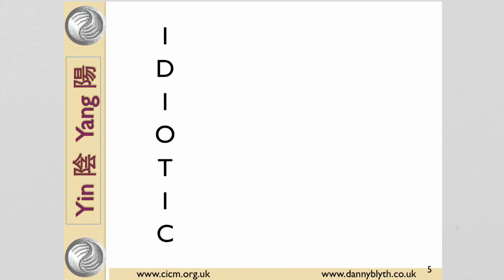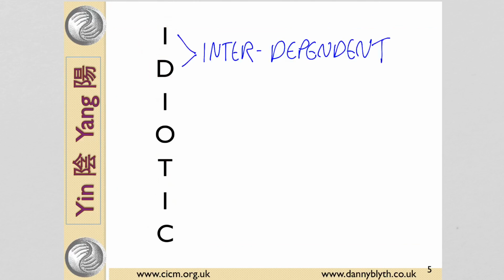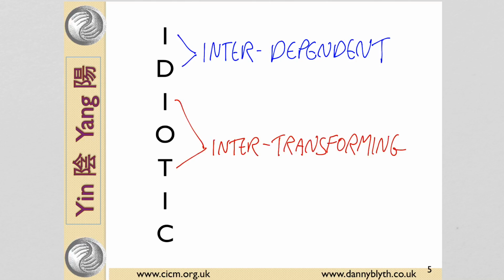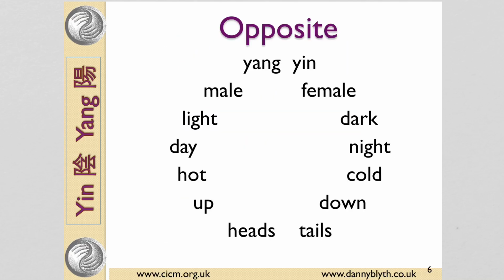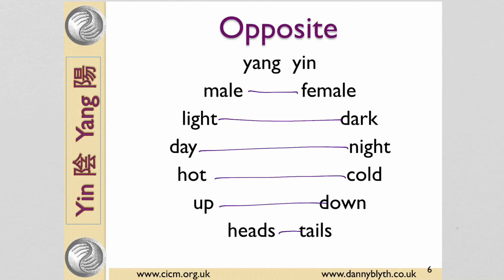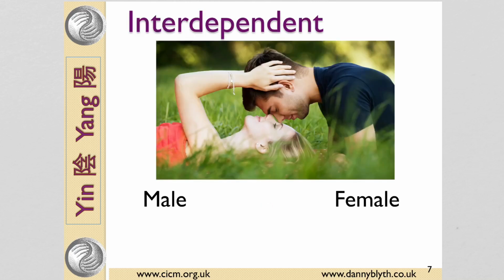You can remember the interactions of Yin and Yang with the mnemonic IDIOTIC: Interdependent, intertransforming, interconsuming, and opposite. So they represent opposites like male and female, light and dark, day and night, hot and cold, up and down, heads and tails. They're interdependent. They form a unified whole and you can't have one without the other.